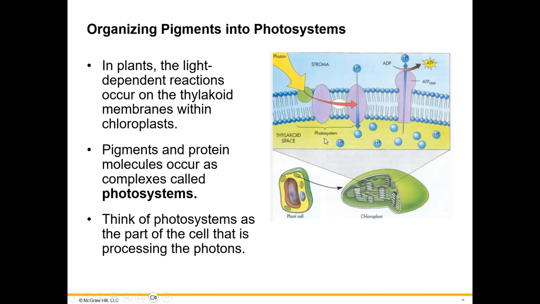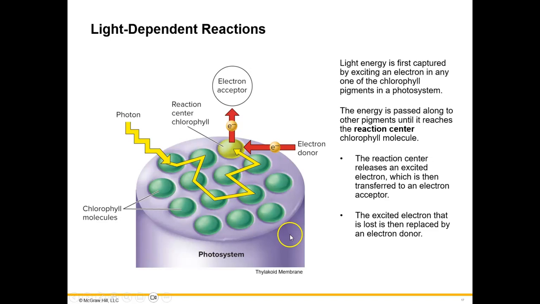Our pigments and protein molecules are also occurring as complexes called photosystems. These photosystems are working together to process the photons that are coming in from our sunlight, to process that energy. This is one look at a photosystem. So we're in the thylakoid membrane, and what we're calling the photosystem is really just the system of chlorophyll that's passing along this energized electron from our photon.